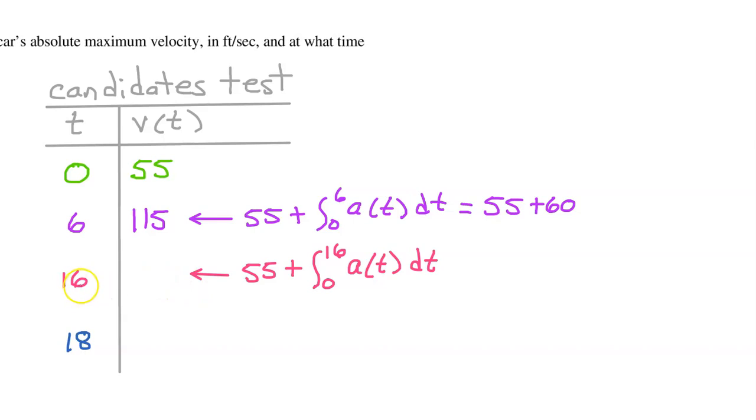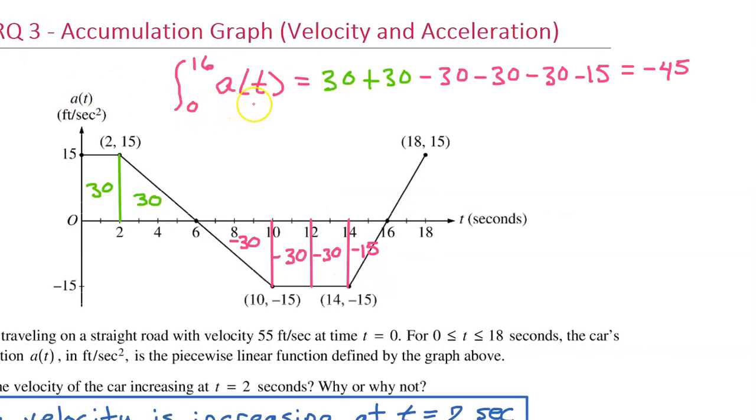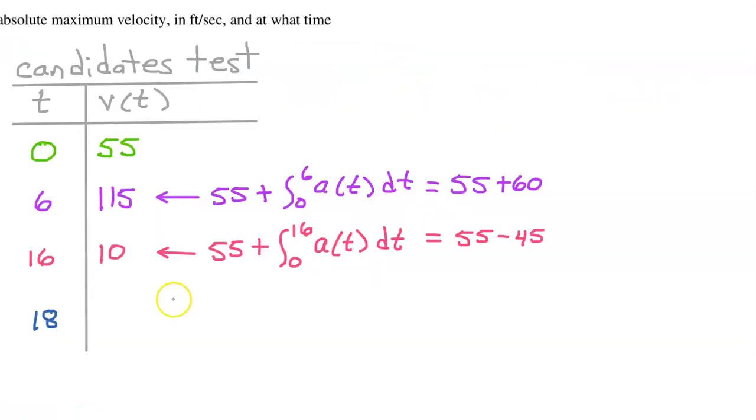Similarly, the velocity at t equals 16 will be 55 plus the integral of acceleration from 0 to 16. The integral of acceleration from 0 to 16 will be the sum of all of these areas, positive and negative. The total is negative 45. That means the velocity at t equals 16 is 55 minus 45, which is 10.